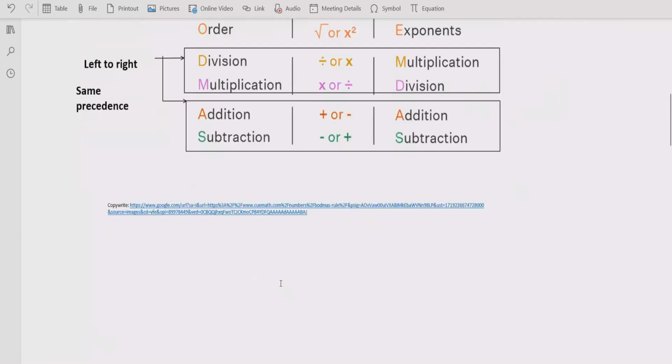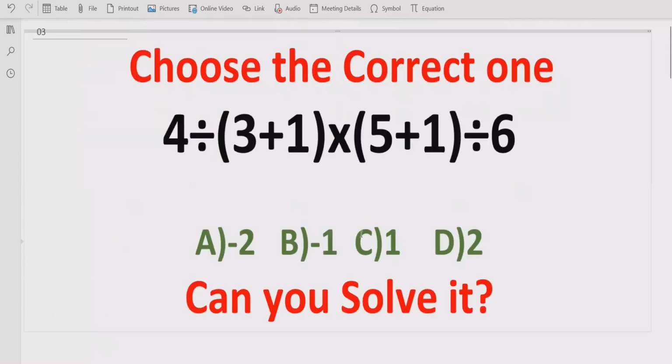If you see the answer list, answer C is the correct answer of this expression. So I hope you understand how you can solve the given expression using PEMDAS and BODMAS method and find out the correct answer.